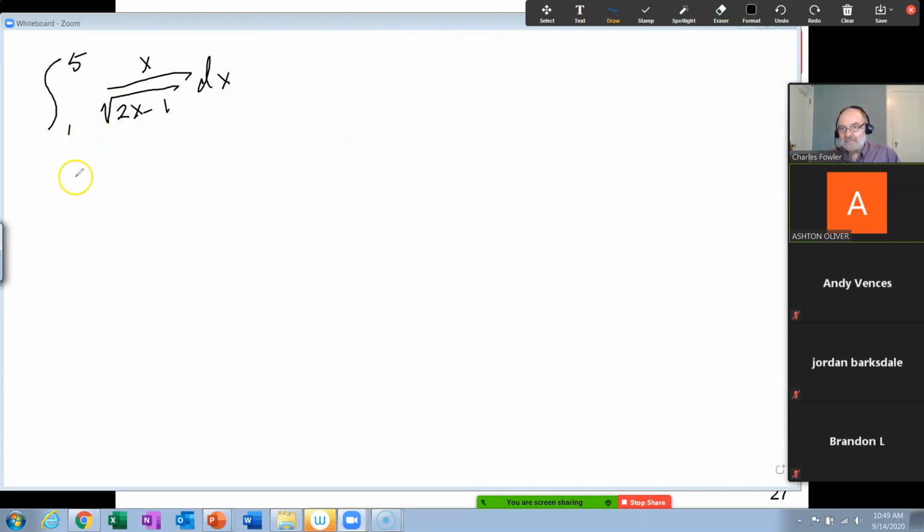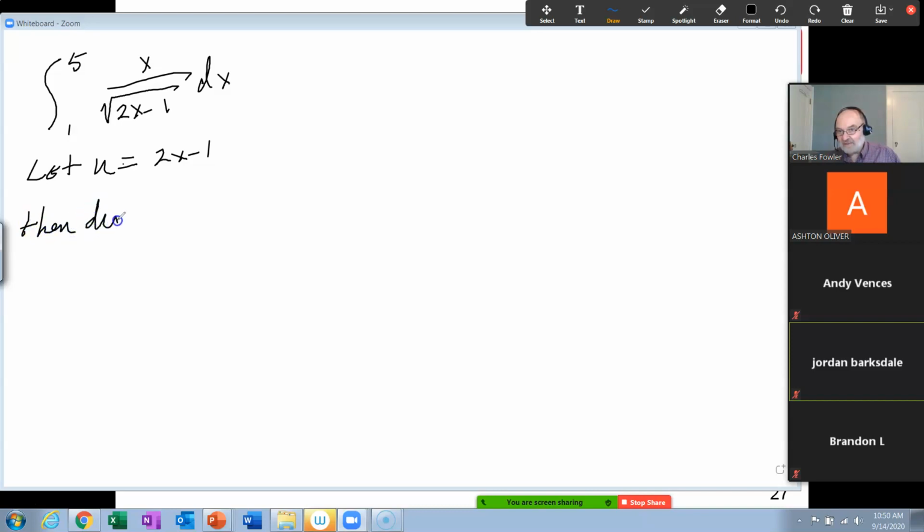Now, what would be your u substitution here? Any guesses? 2x minus 1. That's it. 2x minus 1. There's your u substitution, because it's the innermost part of the most complicated part of that integral. Obviously, the most complicated part is that radical in the denominator, and the innermost part of that is 2x minus 1. What's then your next step?